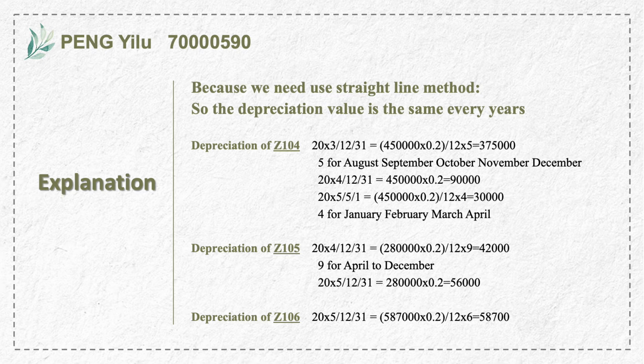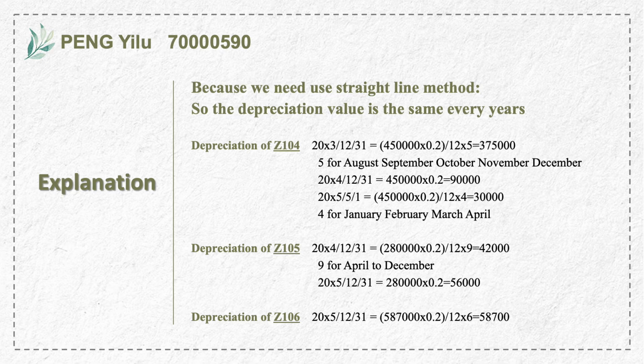Then depreciation of Z105 at 31 December 2000 X4 equals 280,000 times 0.2, divided by 12, times 9, which equals 42,000. 9 is for April to December. At 31 December 2000 X5, it equals 280,000 times 0.2, which equals 56,000.